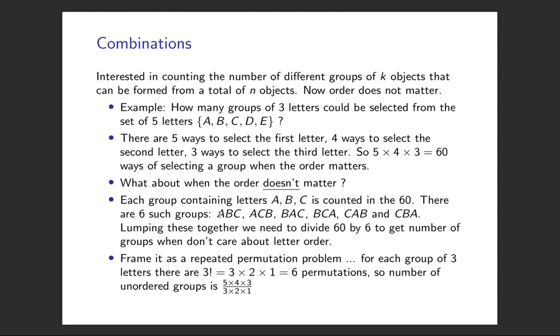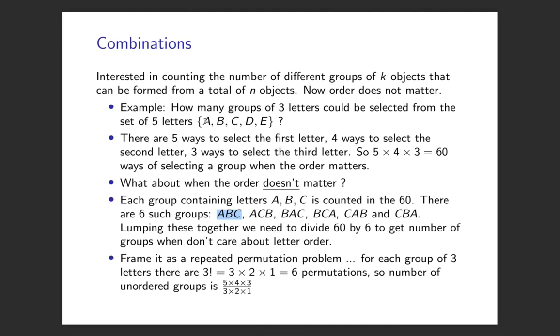So for example, suppose we had the letters ABC. We could write them as ABC. We could draw the A first, and then the B, then the C. We could have the A, then the C, and so on. But that's just ABC, right? We're going to treat all of those as the same. We're not interested in the ordering of these. So how many ways can we draw 3 letters out of 5?